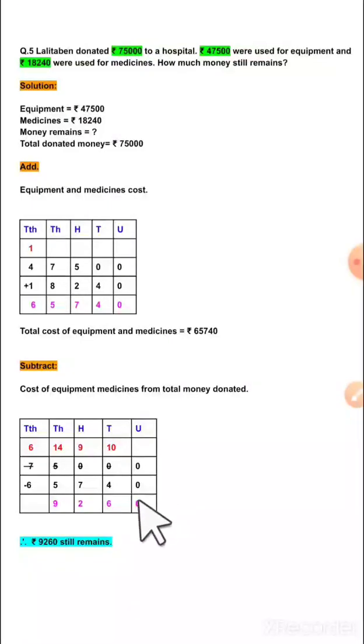65,740. 0 minus 0, 0, 0 minus 4 not possible, borrow from the next number. Again 0, borrow from the next number. Now this is 9, this is 10. 10 minus 4, 6, 9 minus 7, 2, 4. 4 minus 5 not possible, borrow from the next number. This is 14. 14 minus 5, 9, 6 minus 6, 0. The answer is 9,260. Therefore, rupees 9,260 still remains.